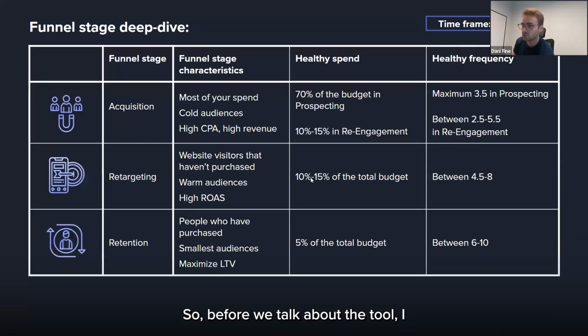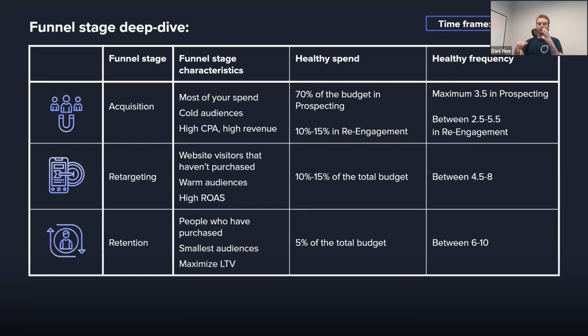So before we talk about the tool, I just want to establish a funnel so we speak in the same language. The first thing we have is acquisition. Most of these are the cold audiences, and that's where the majority of the spend goes, right? Because we cast a net and we try and grab as many fish as possible. So that's the idea over here. Usually this will have a higher cost per acquisition and highest revenue, because it has a lot of the spend, not necessarily the highest profitability. We can see a large majority of the budget goes there.